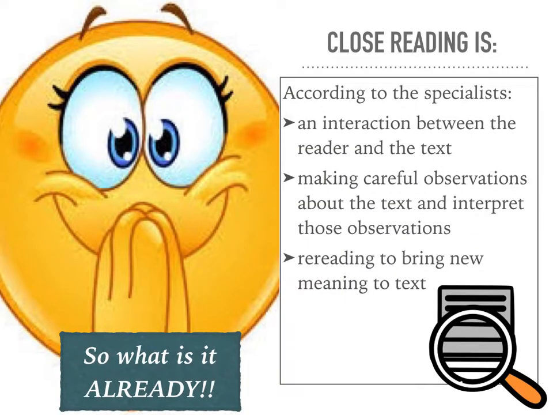So what is it? It's combining the approaches from the past and bringing them to the present. Close reading is, according to specialists, an interaction between the reader and the text. It's making careful observations about the text and interpreting those observations. And it's about rereading to bring new meaning to the text.